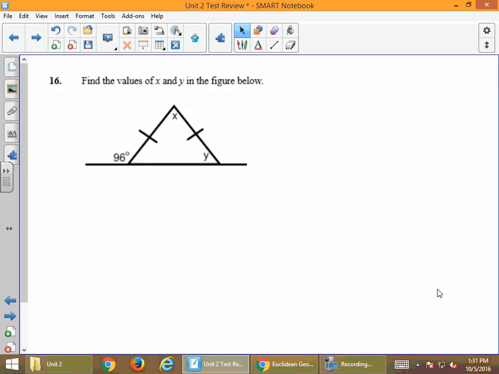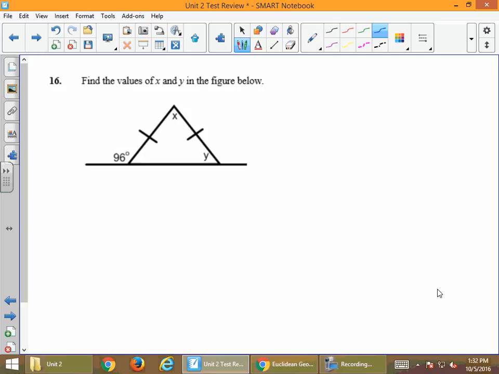And number 16, it says find the values of x and y in the figure below. Yep, that's review we worked on yesterday. What would be our first step in trying to figure out what x and y are? Gary, what do you think? 180 degrees minus 96. Yeah, good.